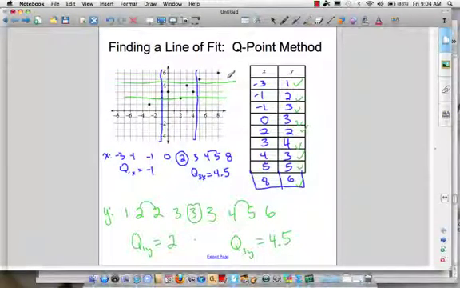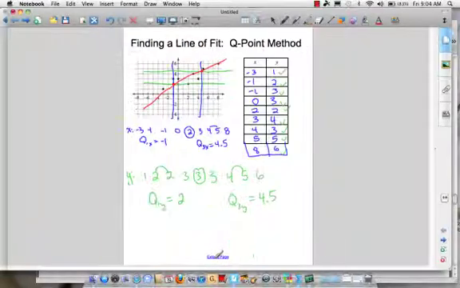Now, here's how the Q-point method works. I'm going to pick the two corners of the box that have the same general direction as the points. Had the points been going downward, I would have chosen these other two corners. But this now in red is the line that I need to find an equation for. So the coordinates of this first point, well, this was -1, that's right here, and this was +2. So I have the point -1, 2.